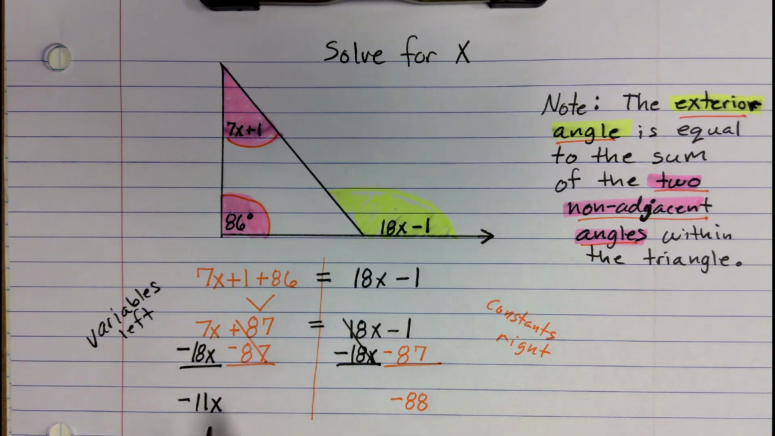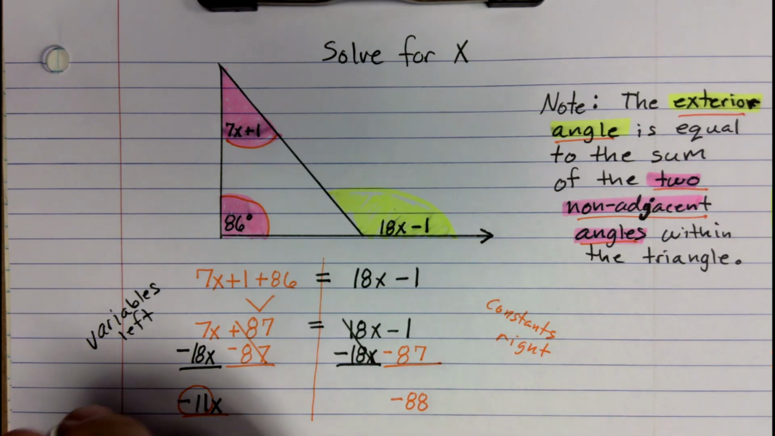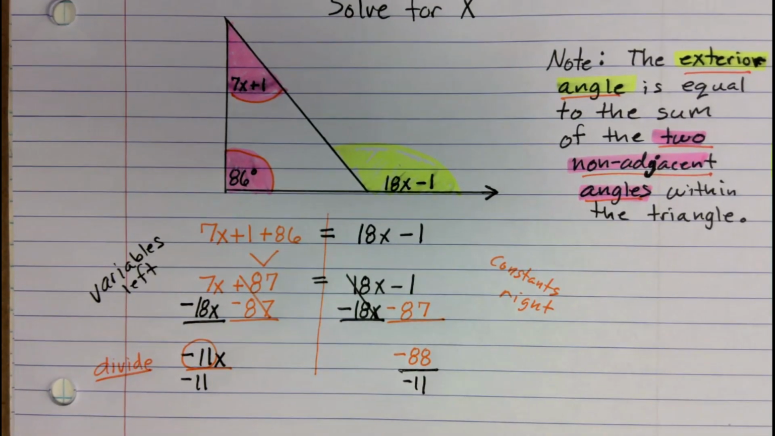Now all we have left is a negative 11x on the left, that's our variable, and we have negative 88 on the right, that's our constant value. Our final step is to isolate the variable x by dividing by its coefficient. The reason I know to divide here, whatever number is in front of x, is because anytime a number is in front of a variable, it's being multiplied, and the opposite of multiplying is dividing. So for this step, we're just going to divide. I'm going to divide by negative 11 on both sides, because remember, whatever we do to one side, we must do to the other side to keep it balanced.